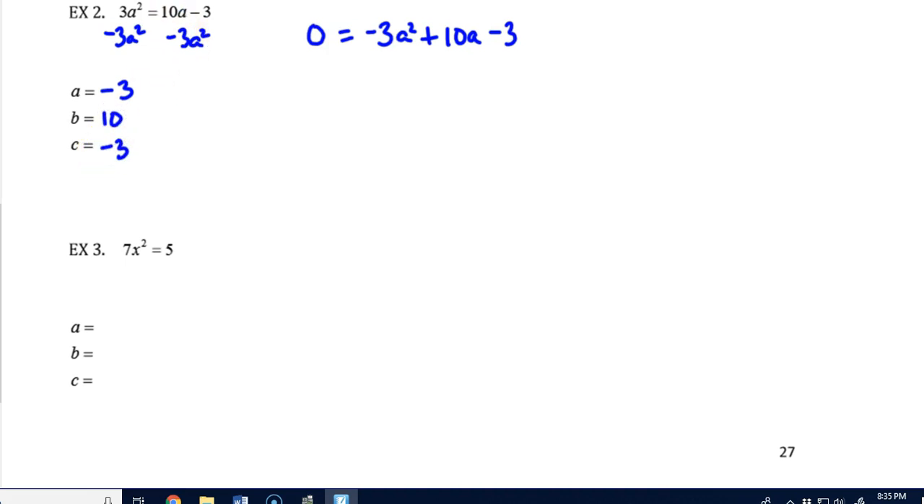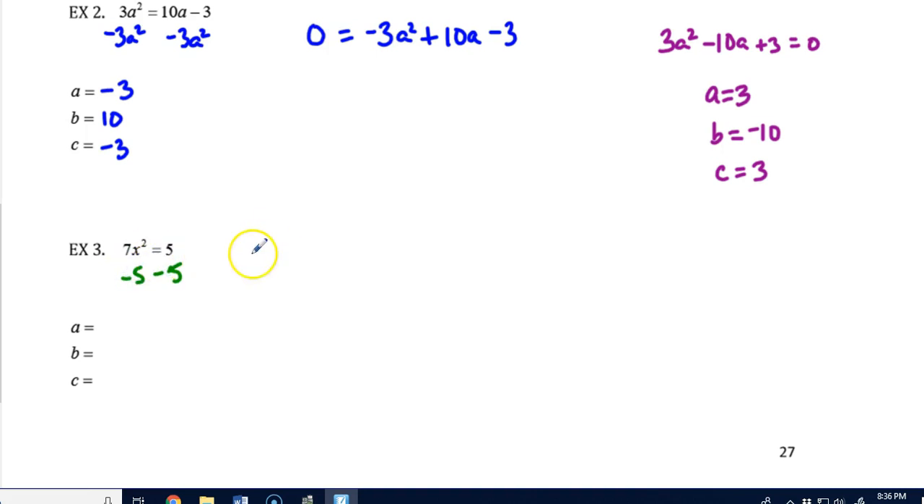Now you might say, well, what if I brought these terms over to the left side because I like my 0 on the right side? Of course, that doesn't really matter. You could do that, and you'd end up with 3a squared minus 10a plus 3 equals 0. Notice how this is the same thing, but all the terms are opposite signs. They're all opposites. So in that case, my a would be 3, b would be negative 10, and c would equal 3. And you could do that, and you'd get exactly the right answer. Okay? Finally, which side do we bring our terms to? Doesn't matter.